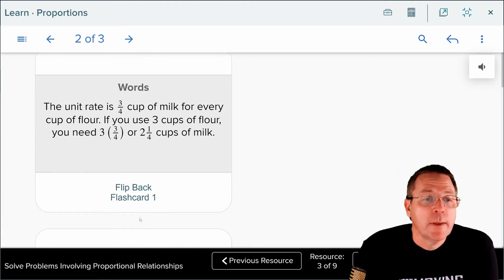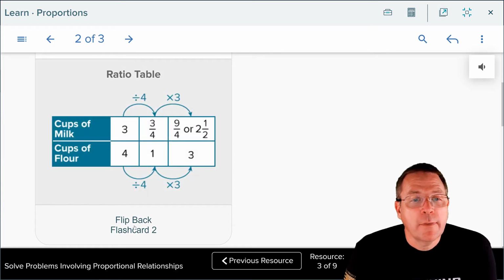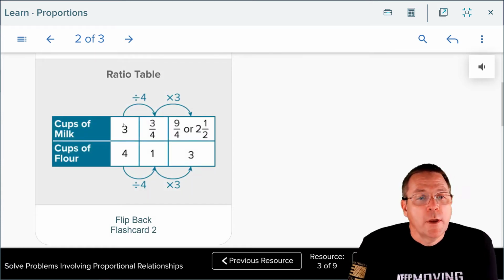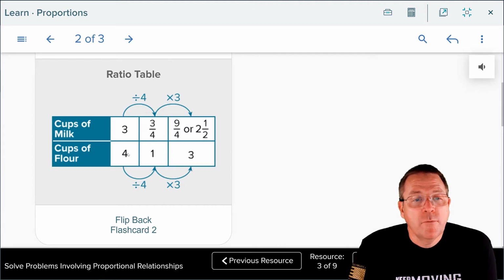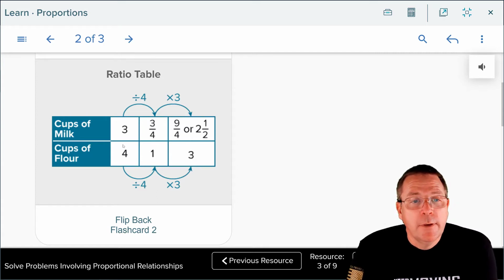If we wanted to use a ratio table, it would look like that. You started off with 3 cups of milk to 4 cups of flour. They divided the top and bottom by 4. 3 divided by 4 is 3/4. 4 divided by 4 is 1. Remember I said I would explain how they got it down to the unit rate? That's how. They did it by dividing the top and bottom by your bottom number.